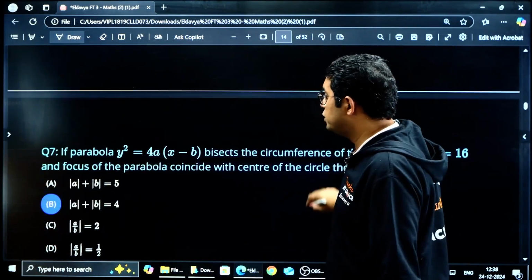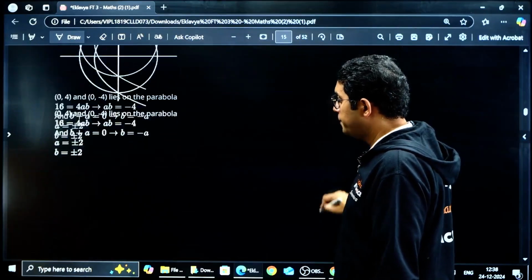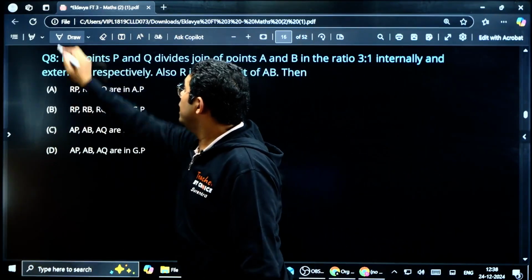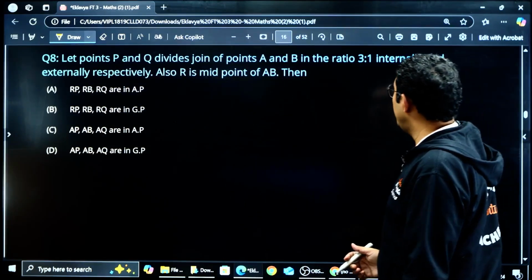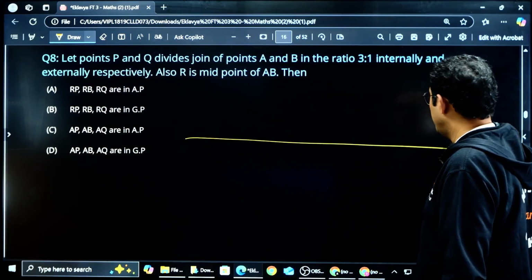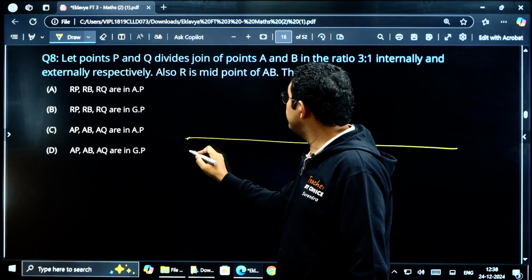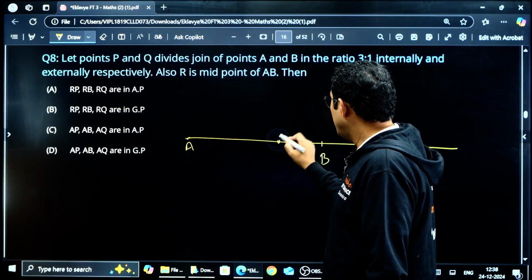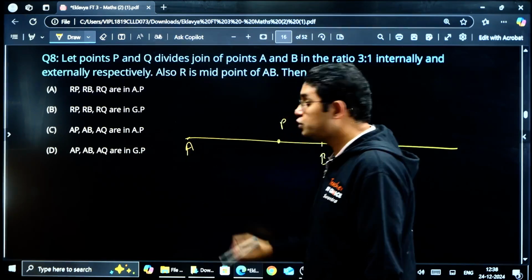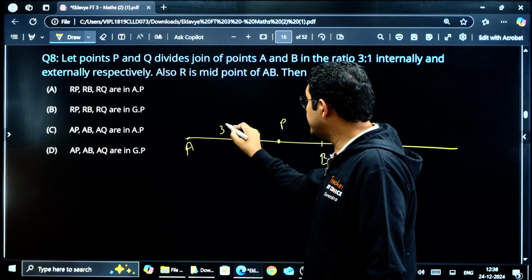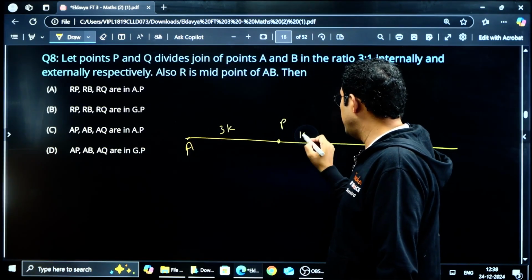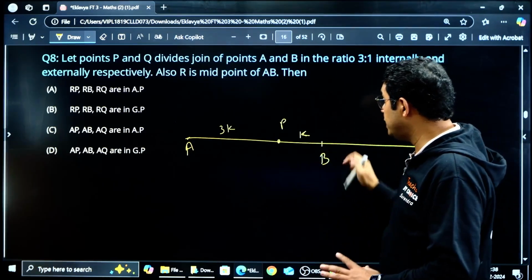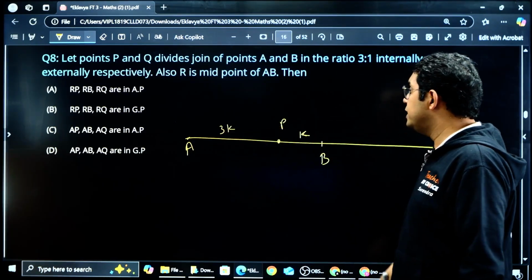Moving to the next question, that is question number 8. PQ divides the join of A and B in the ratio 3:1. This question is based on a property, let me tell you. P is the point that divides the join of AB in the ratio 3:1. I can take this as 3K and this as K. I'm talking about the lengths, not the ratio. AP is 3K, PB is K.